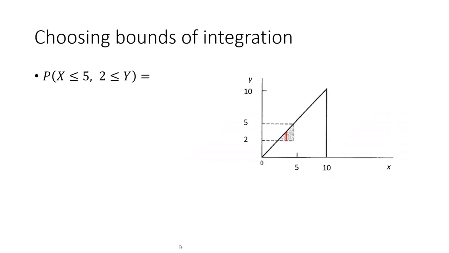All right. So let's go ahead and try vertical rectangles here. We said that our inner bounds of integration should be the top and bottom edges of the rectangle. So from 2 up to y equals x. And our outer bounds of integration should be the position of the first and last rectangle. So x equal to 2 up to x equal to 5.